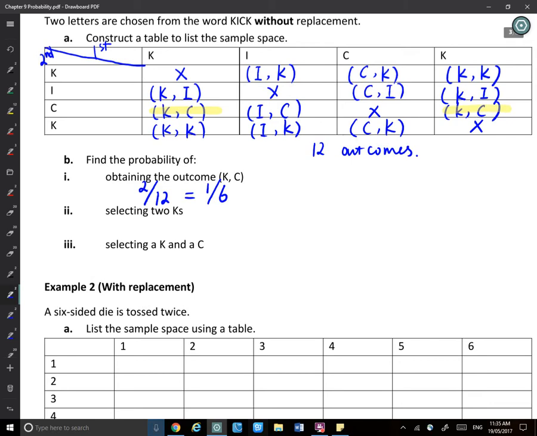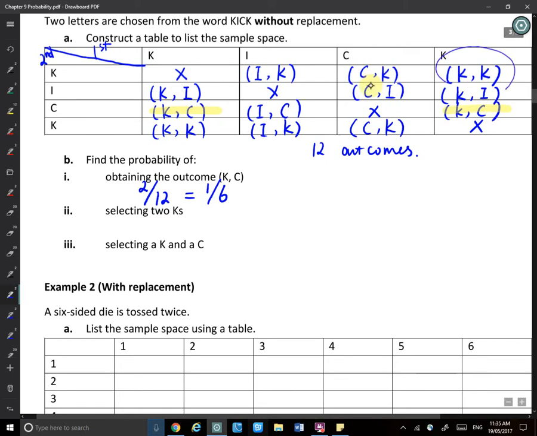Okay, selecting 2 Ks. If you have Kk, you have 1 and 2. It's 1 on 6 as well.